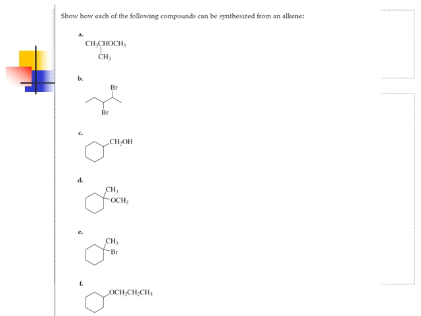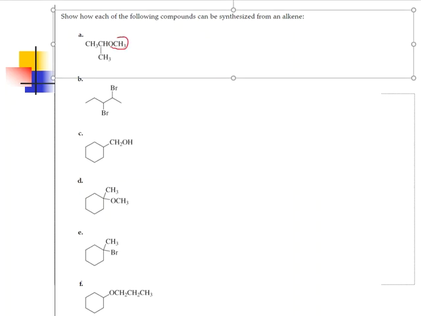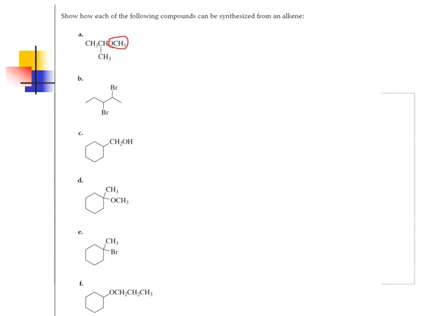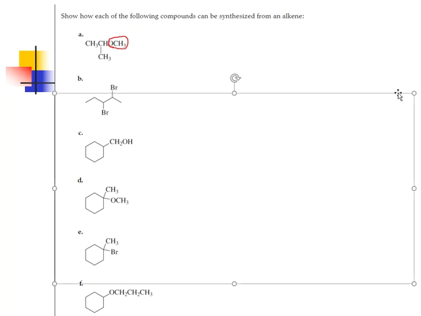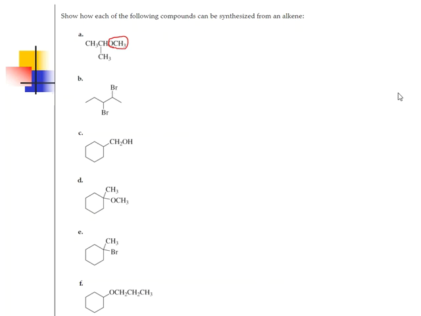Now let's go back and take a look at A. Show how each of the following compounds can be synthesized from an alkene. I'm going to look at A and I'm going to question first, what did they add on? Well, I normally go with the simplest piece. And the simplest looking thing looks to be this OCH3 group. That's probably what they added on there. Okay, so with that said, what can we do to add on OCH3?